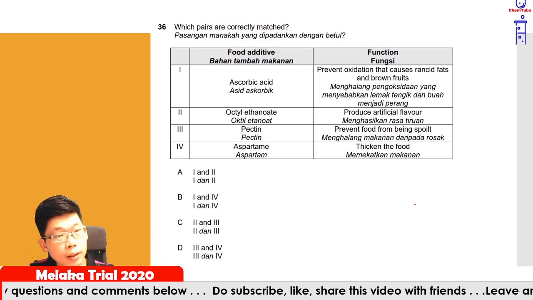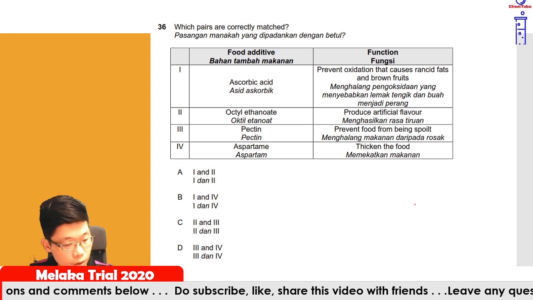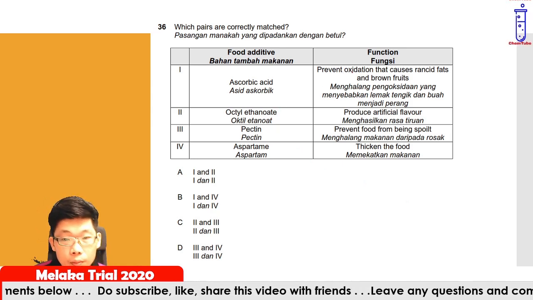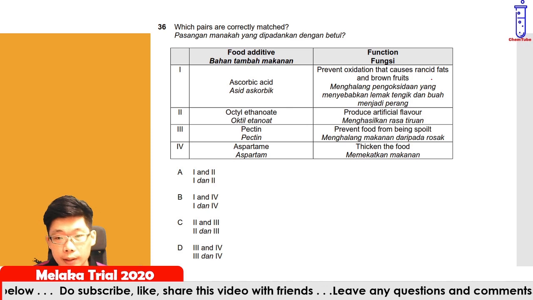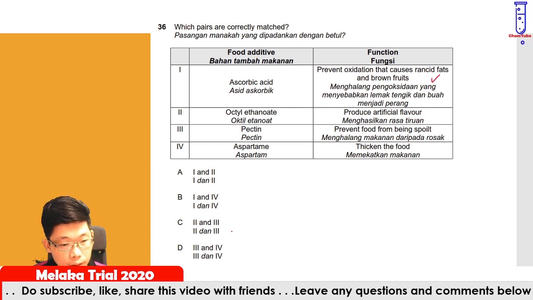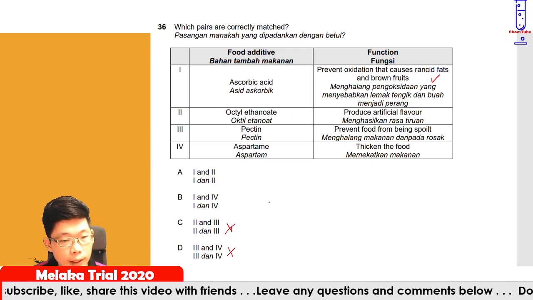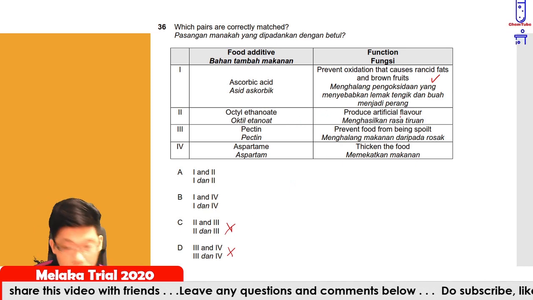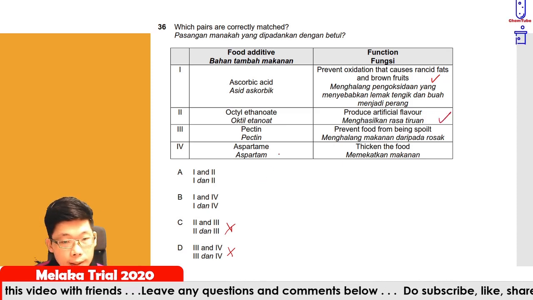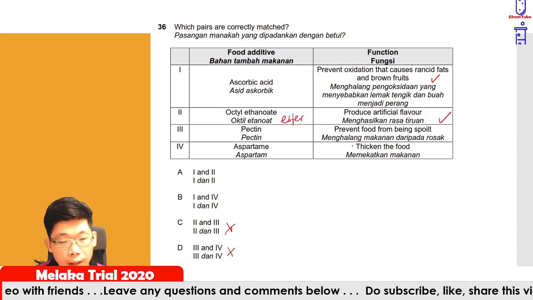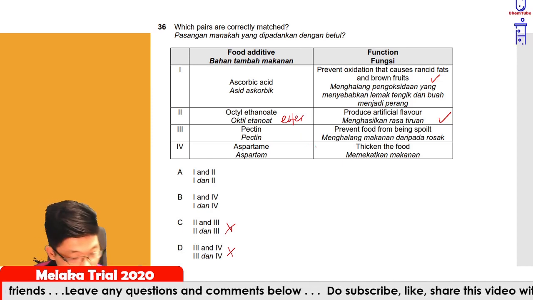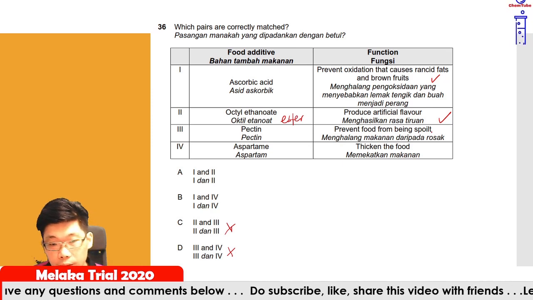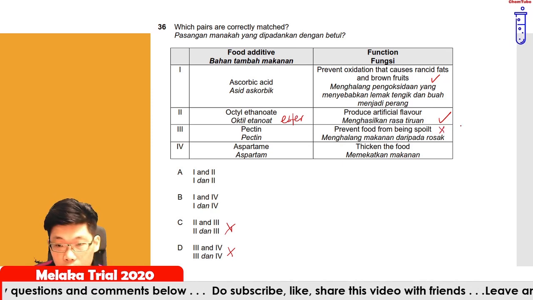36. Which pair is correctly matched? Lipic acid to prevent oxidation that causes the rancid effects. Correct, one is correct. So C and D are out. Two, octyl ethanoic acid produces artificial flavor. Yes, it's an ester actually, gives flavor. Pectin, to prevent food from being spoiled? No, this is not a preservative. Pectin is a thickening agent.